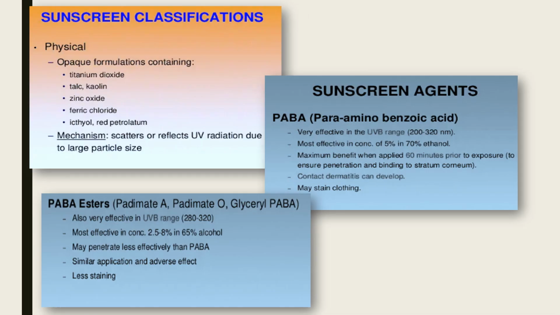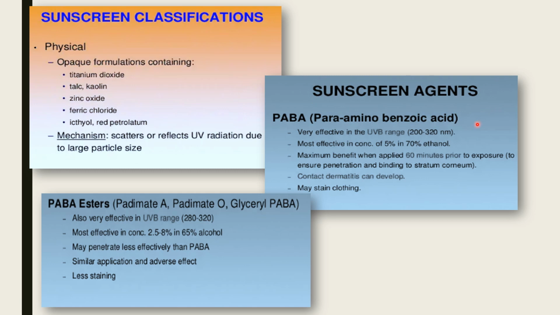Sunscreen classification has also been divided. When we are talking about the physical classification, it is termed opaque formulation. The purpose of showing this slide is that whenever you go to the market to buy a sunscreen, you can see all these materials within your sunscreen bottle or the package, so that you can identify which chemicals are involved and what the working procedure will be. Even for the branded ones we can go for this. Opaque formulations contain titanium dioxide, talc, kaolin, zinc oxide, ferric chloride, and other things.